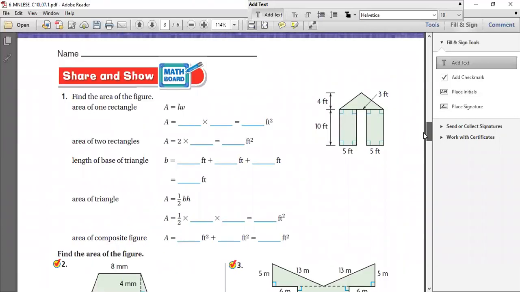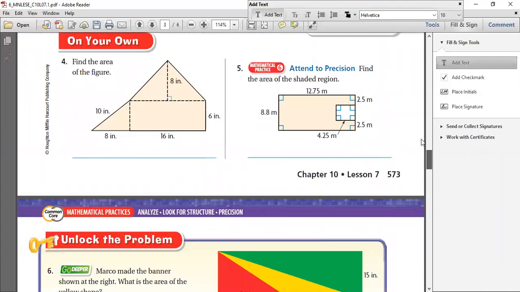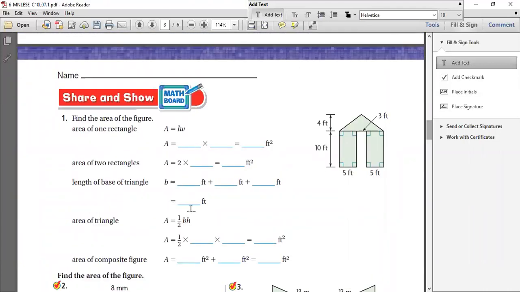This is going to be page number 573. Let's do question number 1. We can go slow in this lesson, no problem. We're not in a hurry to finish it off, because I want you to understand the lesson perfectly. Okay, so find the area of the figure. Now just look at the picture. It's an easy picture.